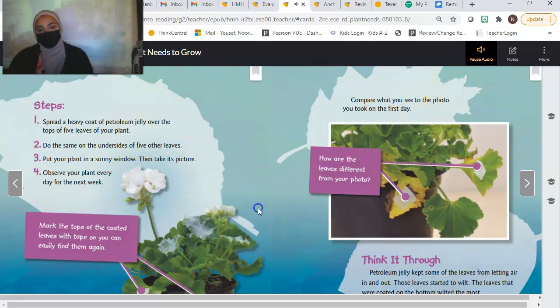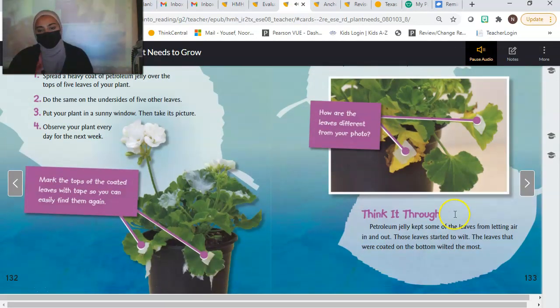True. Petroleum jelly kept some of the leaves from letting air in and out. Those leaves started to wilt. The leaves that were coated on the bottom wilted the most.